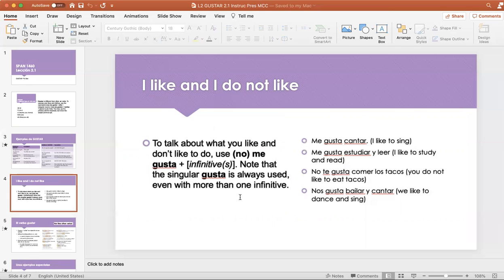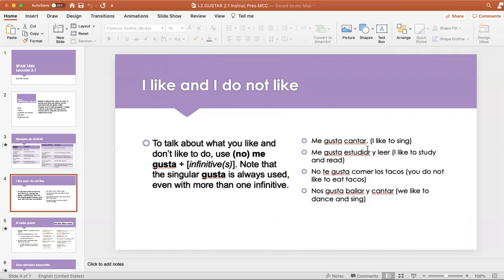Now remember, we can also use the verbo gustar either with nouns or with actions, as in with verbs. And whenever we use the verbo gustar indicating actions that we like to do or we don't like to do, regardless of how many actions we're actually sharing, the verbo gustar will always be used in the singular. You will always use gusta. Let's look at some of these examples that I added for you.